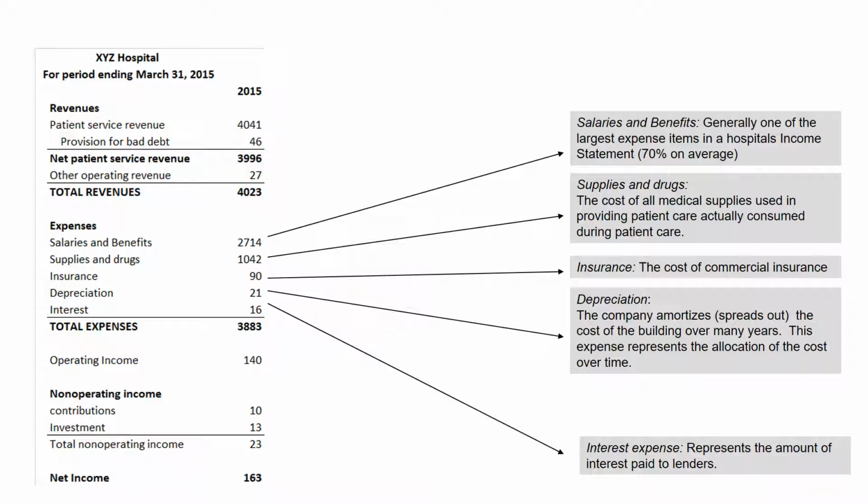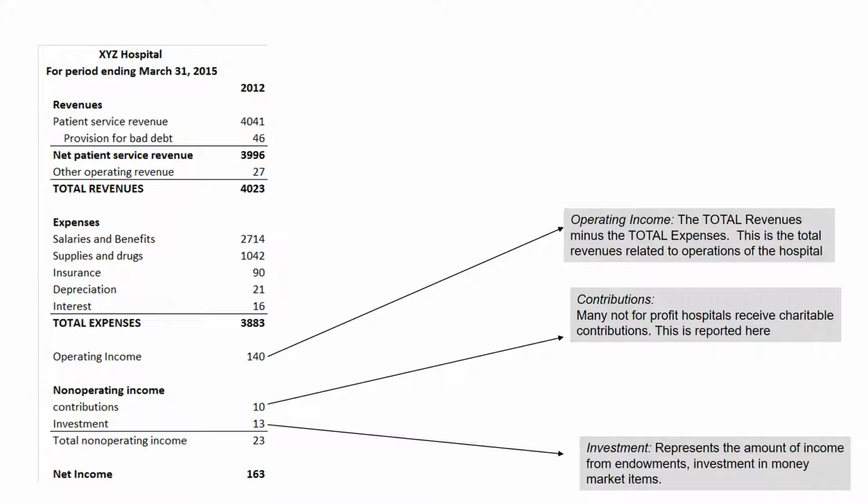This represents the amount of interest paid to lenders that you owe. So when we go forward, we have our operating income, which is the $4,023 minus the $3,883. This is all of our income associated with the day-to-day operations that occurred in this reporting period.